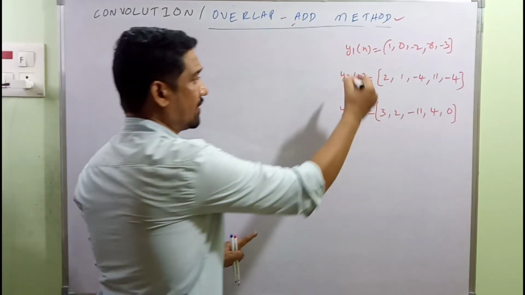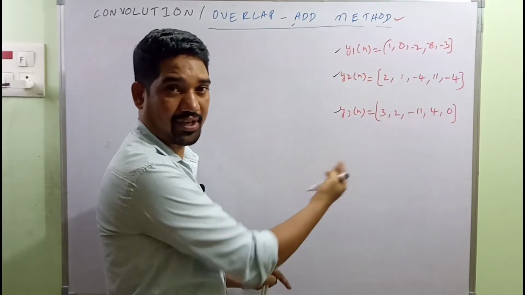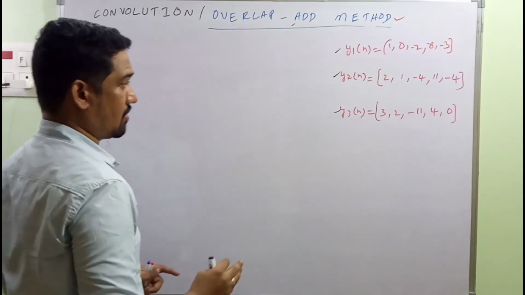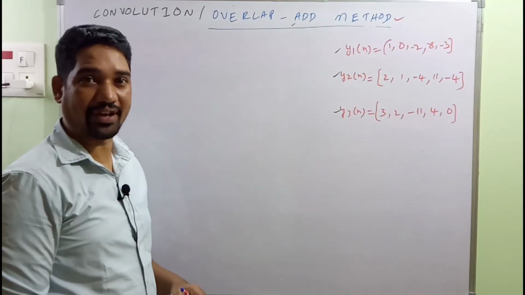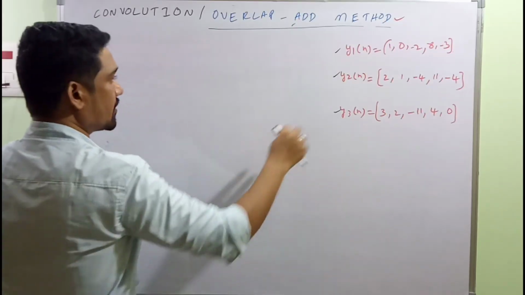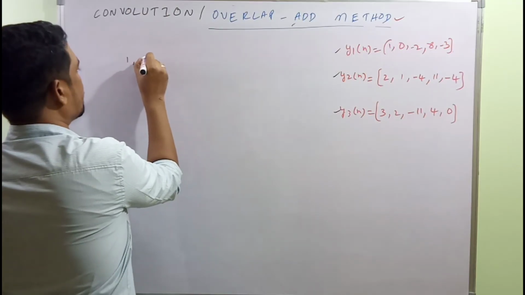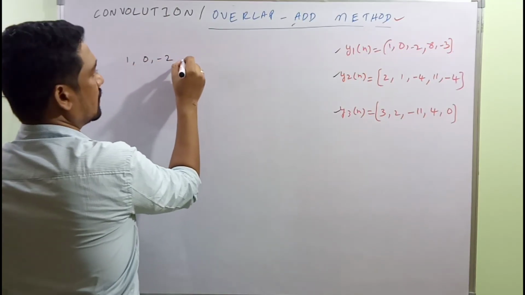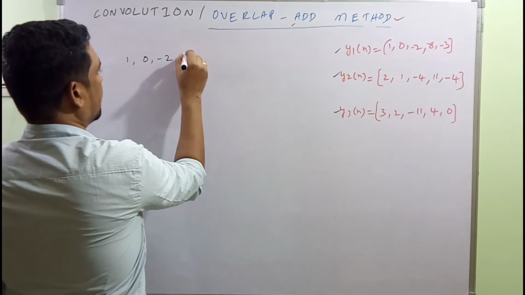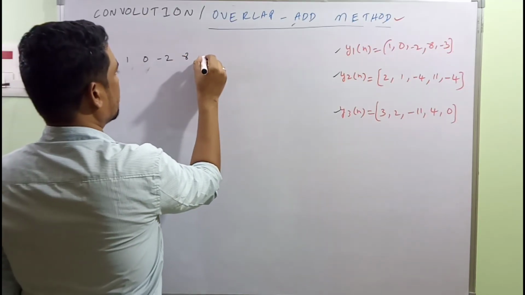Okay, y1 of n, y2 of n, y3 of n is left as an exercise for you to do. Now the actual procedure to obtain the final y of n, we need to add them, and we have a procedure for that. The first sequence comes over here. What is that first sequence? It's 1 comma 0 minus 2, 8, and minus 3.